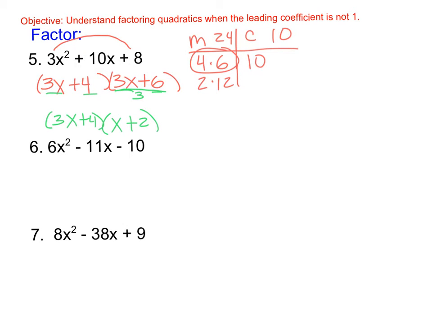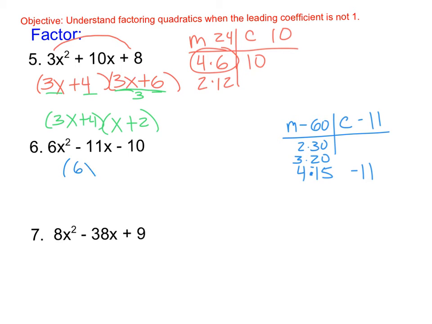All right, one more together, and then I'm going to have you do some on your own. All right, 6x squared minus 11x minus 10. So we are multiplying to negative 60, combining to negative 11. What is that? 2 times 30. Maybe not. 5 and 12 doesn't work. Let's see. 3 and 20. 4 and 15. That's it. So 4 and 15, to make it negative 11, it's negative 15.